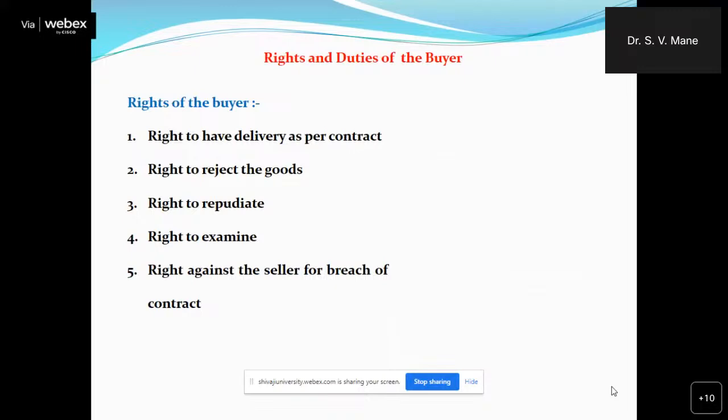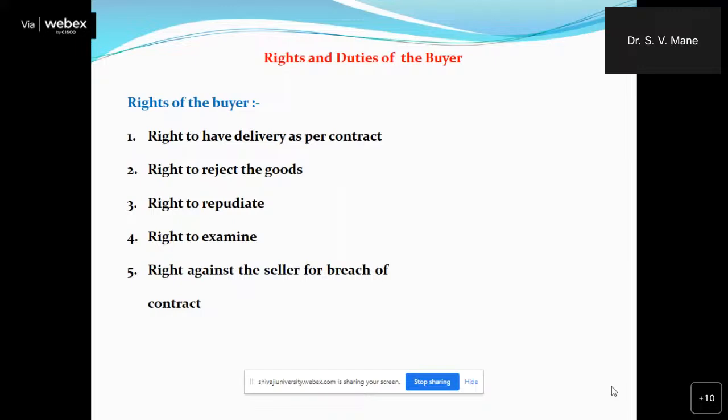So whatever the contract made between the two parties, that is seller and buyer, and whatever the essential requirements are made in the contract, that has to be fulfilled by both the parties. That is the right taken by the buyer from this act. So the right to have delivery as per the contract is one of the major rights given by the Sale of Goods Act 1930.